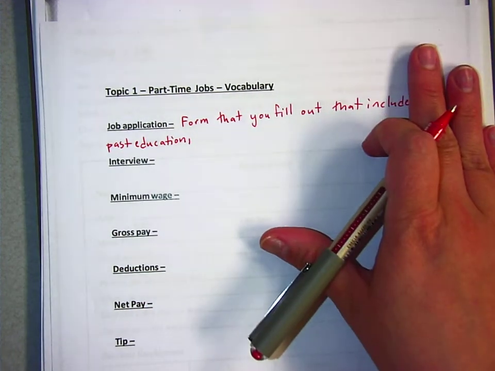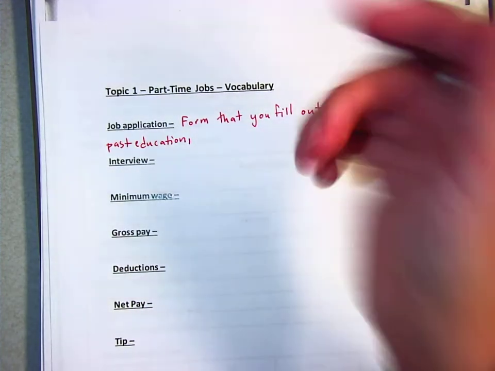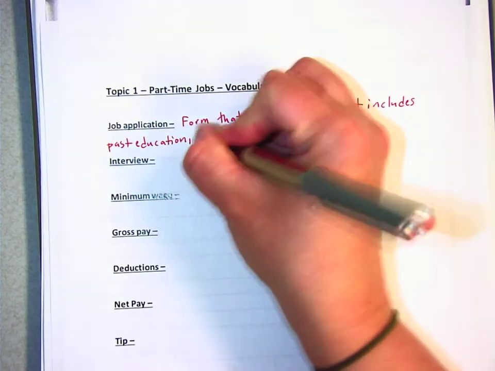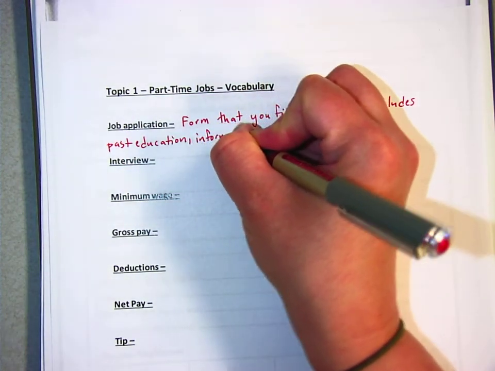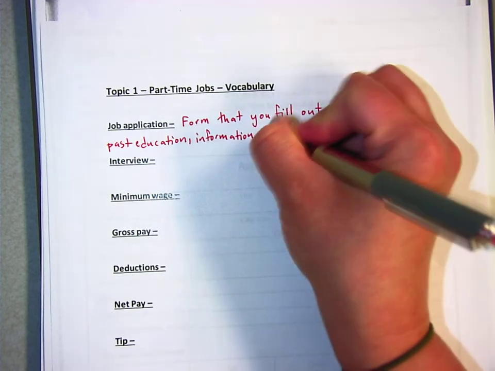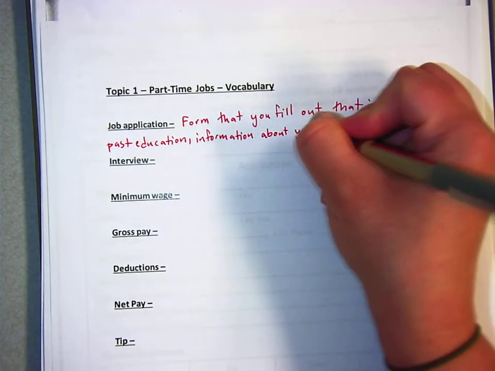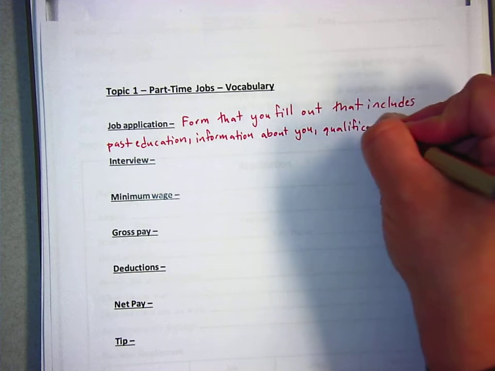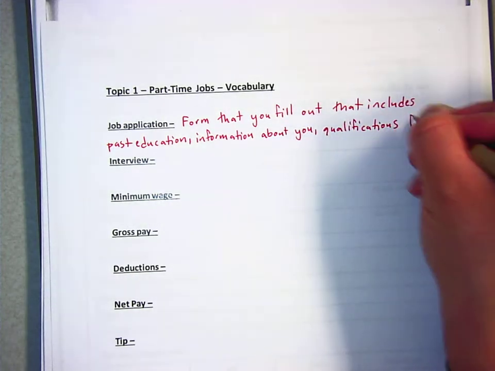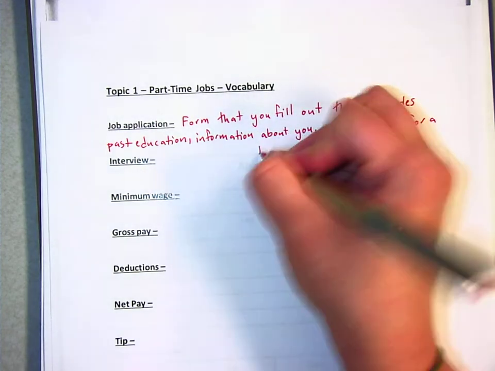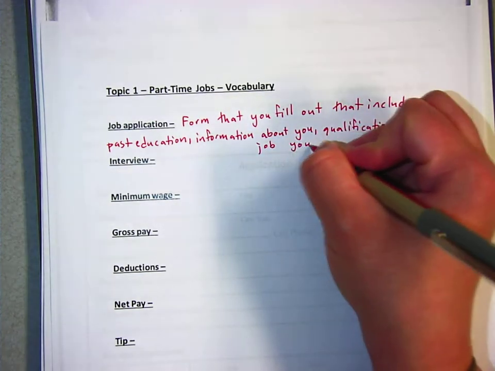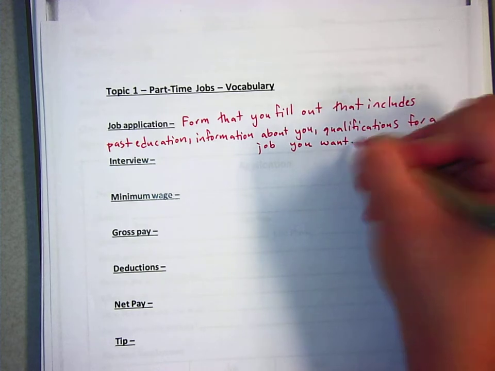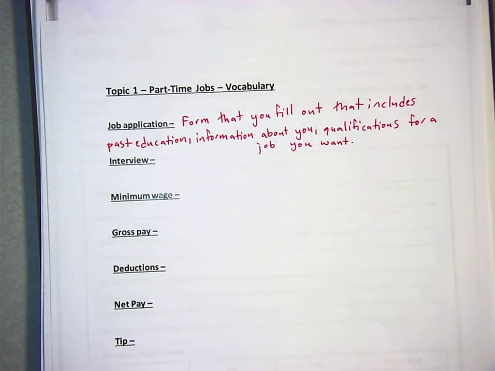Past education, it also includes the information about you, like where you live and stuff like that, and also your qualifications. And this is for a job you want. So it's a form that you fill out that includes your past education, information about you, and your qualifications for a job that you want.